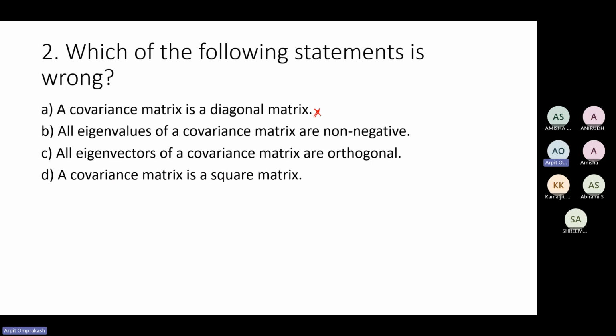All eigenvalues of a covariance matrix are non-negative. This is true. We discussed this. All eigenvectors of a covariance matrix are orthogonal. This is again true. A covariance matrix is a square matrix. This is also true because a covariance matrix is given by, let's say, x transpose x, 1 by n. So this is basically a square symmetric matrix. So the answer here will be A. This is the wrong statement: a covariance matrix is a diagonal matrix.